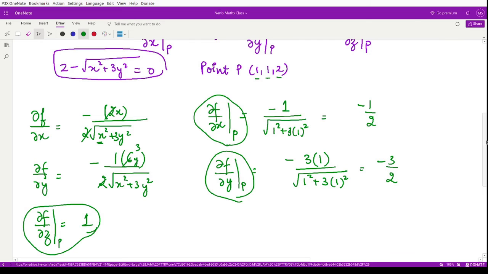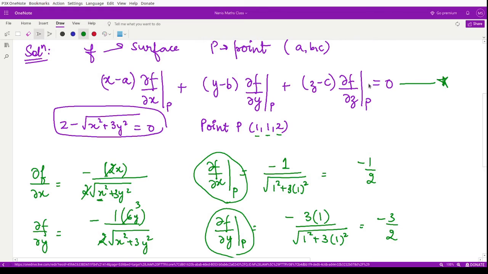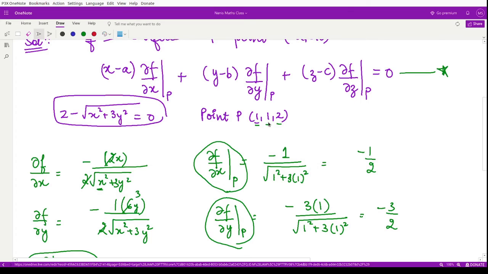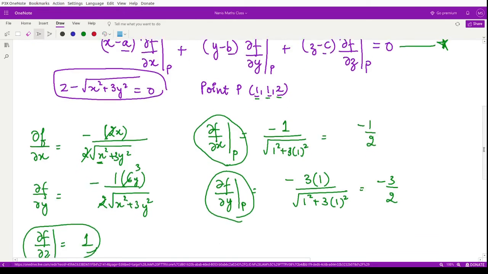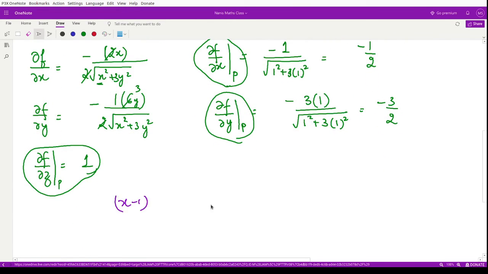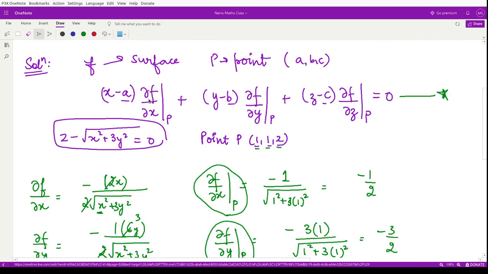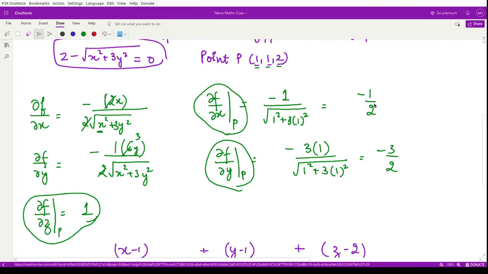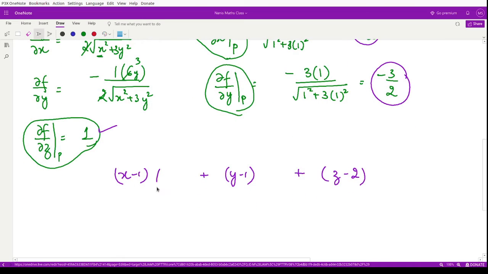Now that you have these 3 quantities, we just have to substitute the values in the given equation. Your point is 1, 1, 2, so the values of a, b and c are 1, 1 and 2. Your equation would be x minus 1, y minus 1, z minus 2, multiplied by these derivatives: the first derivative is minus 1 by 2, the second is minus 3 by 2, and the third is 1. So this is equal to 0.